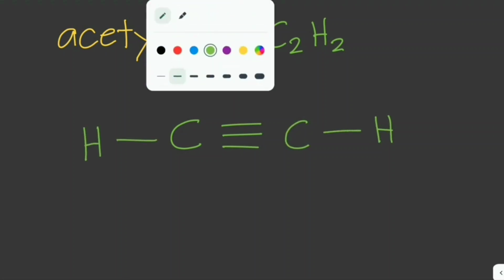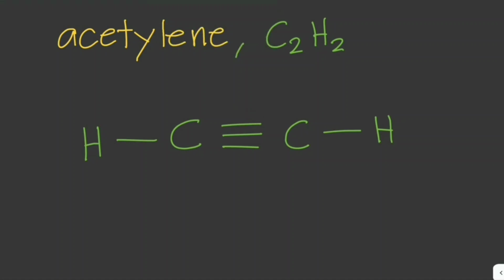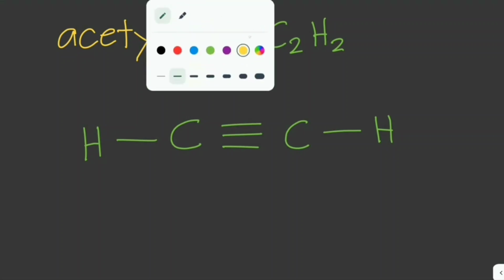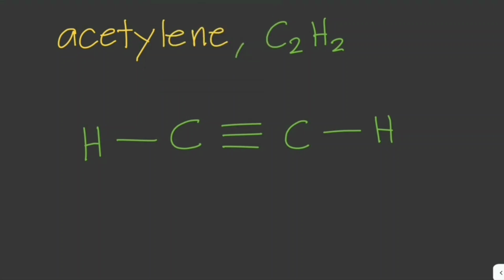Again, take note that we are not counting the number of bonds, but we are counting the number of atoms attached to the atom. Take note here that the carbon atom needs 1 more electron to form the 4 bonds with other carbon atoms and the hydrogen.